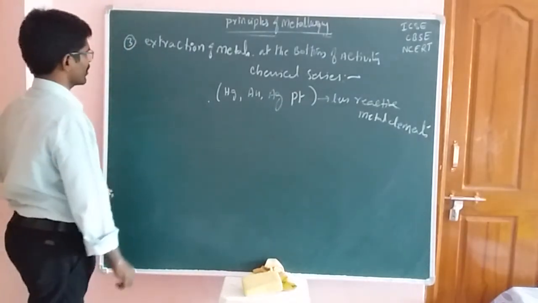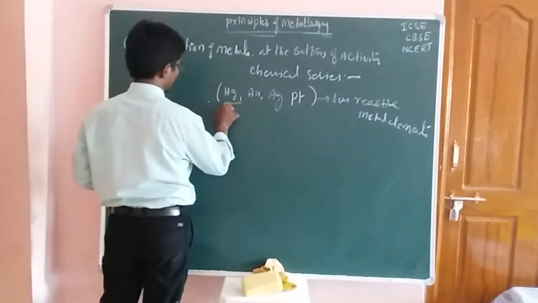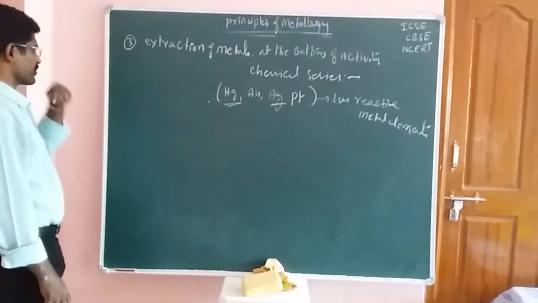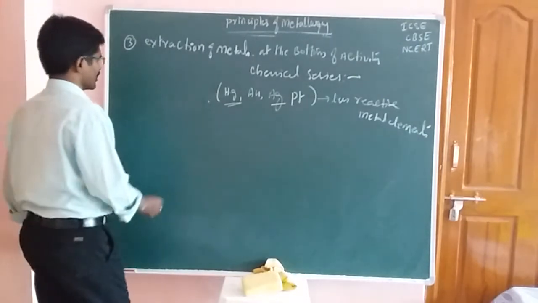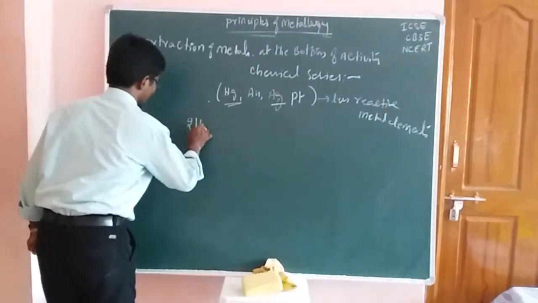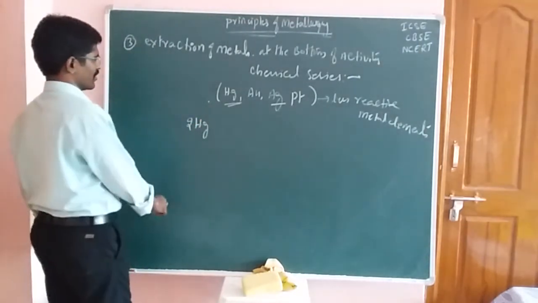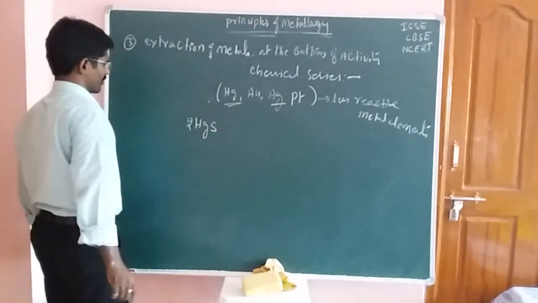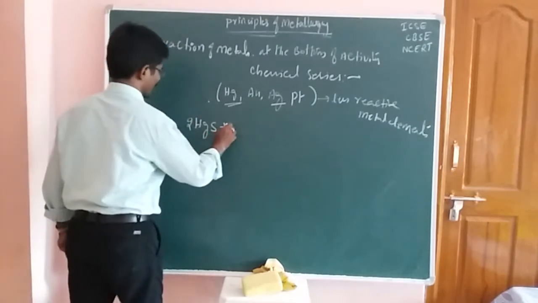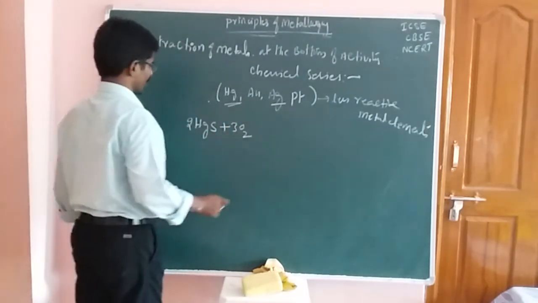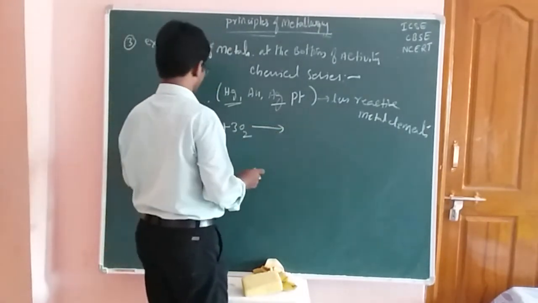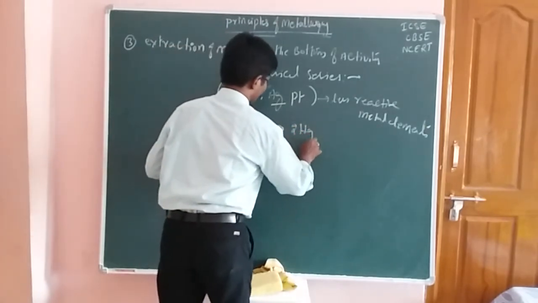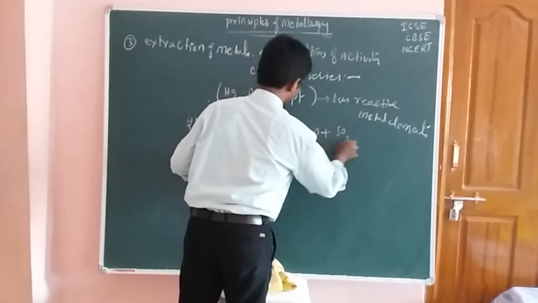First of all, you have to take 2 moles of HgS, which is cinnabar, and react it with 3 moles of O2. This gives rise to 2 moles of HgO plus SO2.